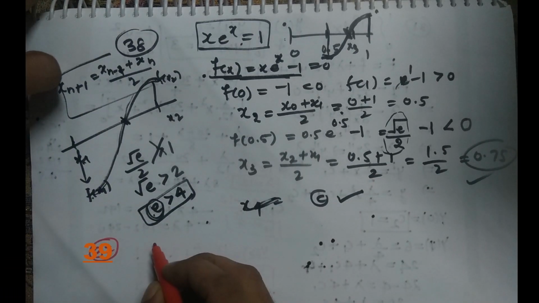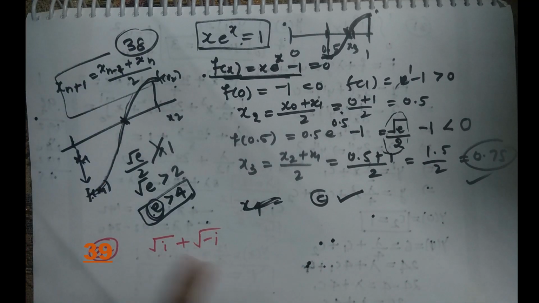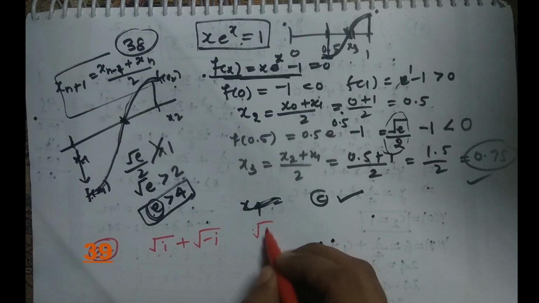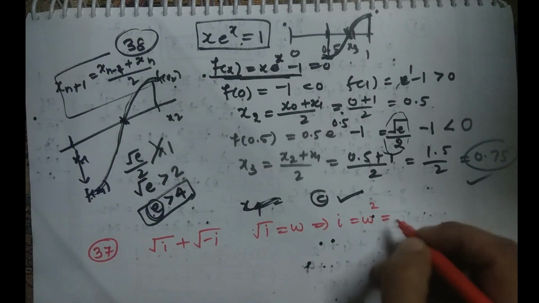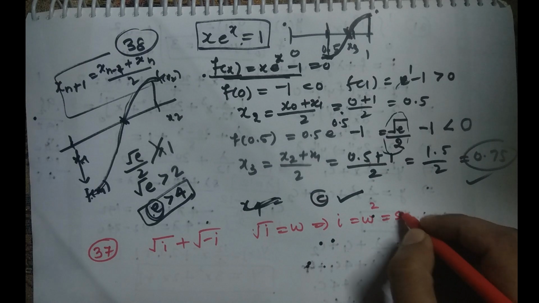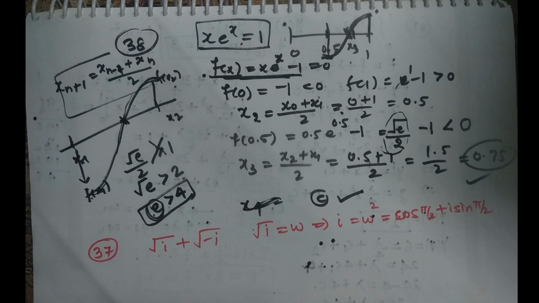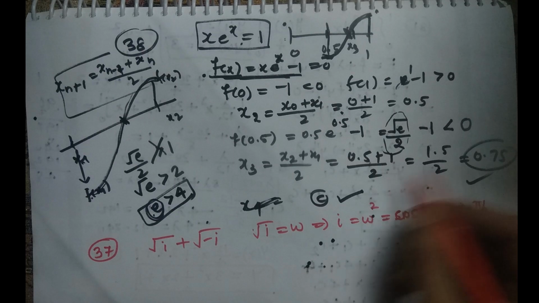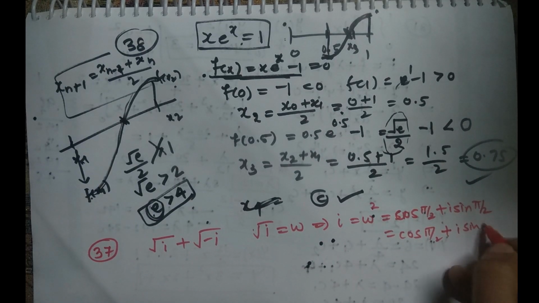Next, question number 39. What they're saying: root i plus minus root i. They're asking about the value of this. So how to find the value of root i plus minus i? Suppose my value of root i is some omega. Then my i will be equal to omega square. What is my i? i is nothing but cos(pi/2) + i sin(pi/2). Then we can go for De Moivre's theorem. If I take the 2 to that side, it will become (cos(pi/2) + i sin(pi/2)) raised to 1 by 2.